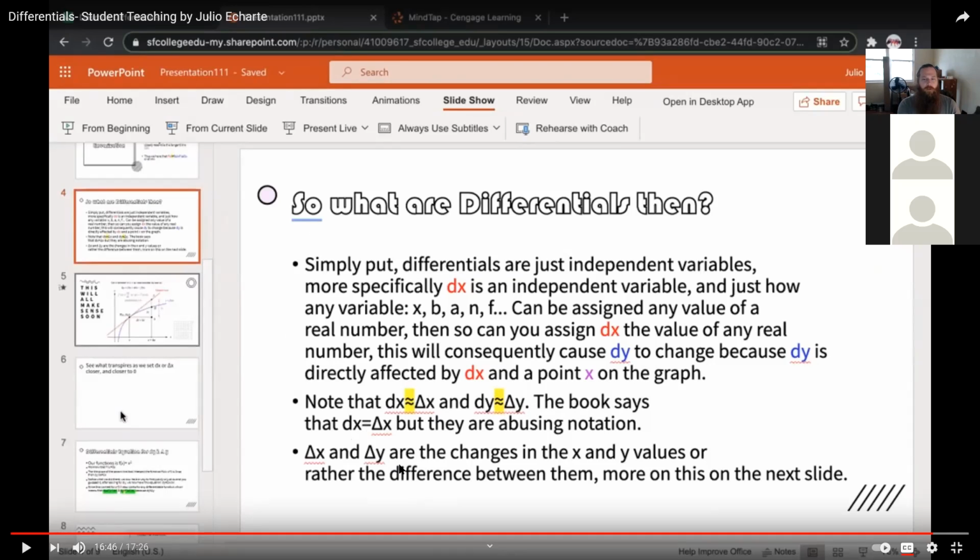That delta x and delta y are measurable actual changes, and dx and dy on their own are infinitely small and can only be really thought of as measurable when you divide one by the other. Because if you divide two very, very small things by each other, you get something of reasonable size. But each one on their own is kind of too small to work with. So we approximate them using delta x and delta y.